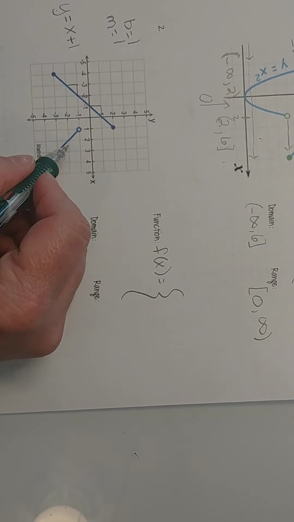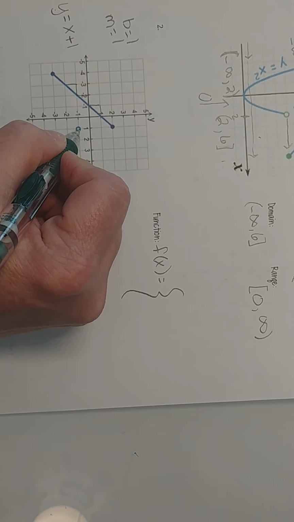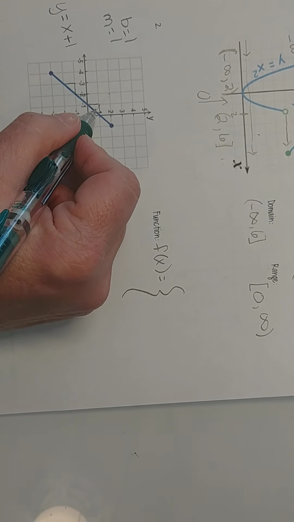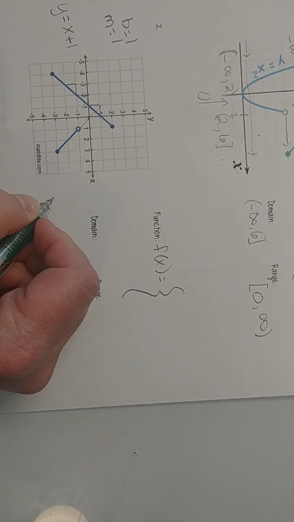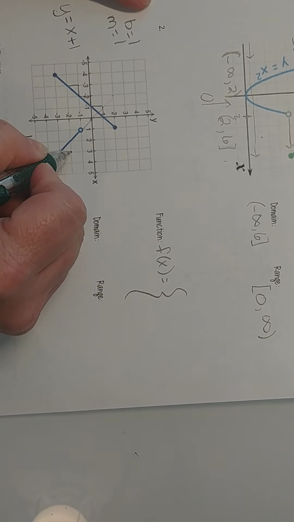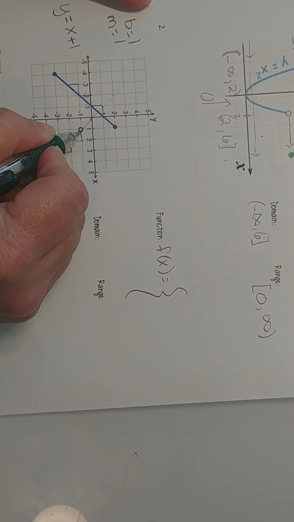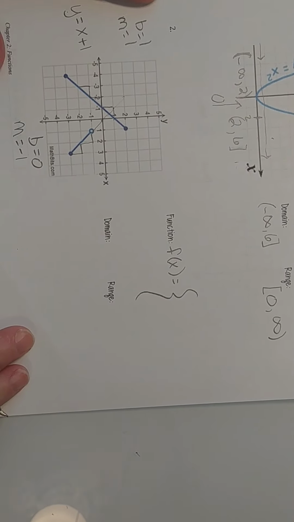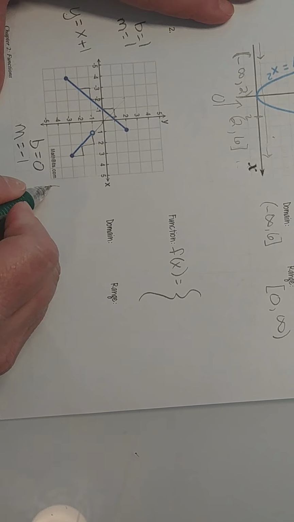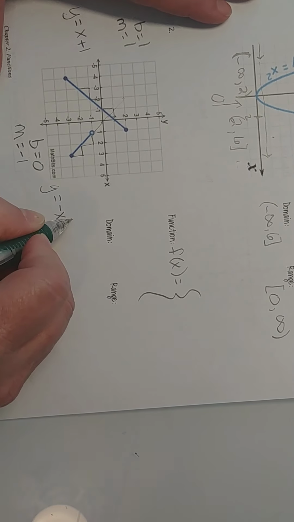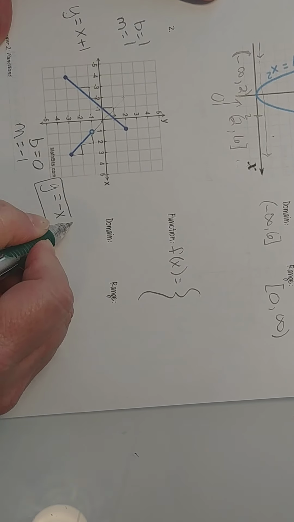Okay. Our second line, if we continued the line up, our y-intercept would be 0, and our slope, up 1, backwards 1, up 1, backwards 1, so our slope is negative 1. So for this equation, we're going to have y equals negative x plus 0, or just y equals negative x.